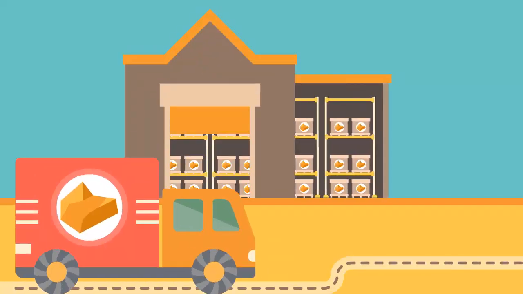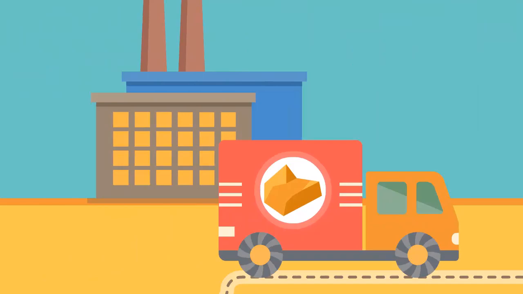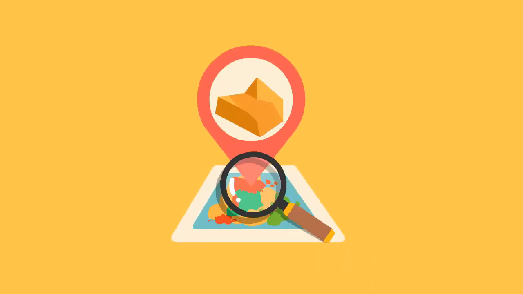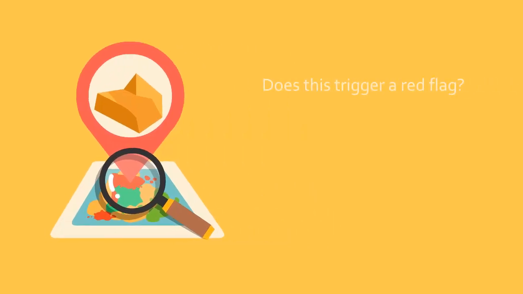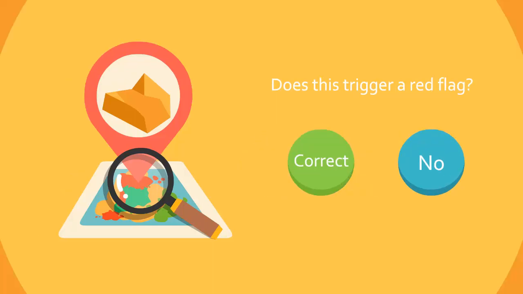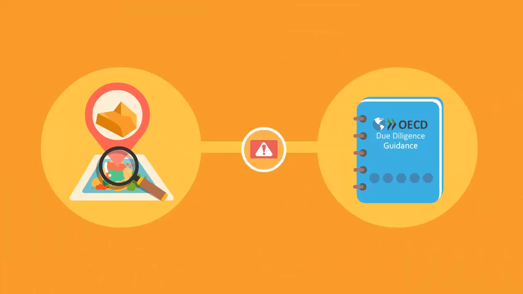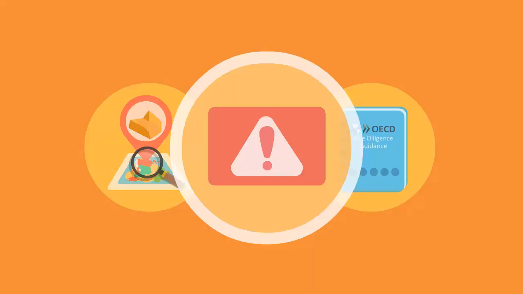For example, say there's an importer offering you a major new material source in a country you haven't sourced from before. You discover that the country is one that you consider to be a high-risk area. Does this trigger a red flag? Sources found in a high-risk area trigger a red flag, based on the OECD definitions.